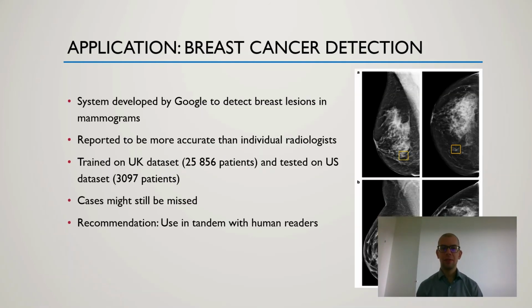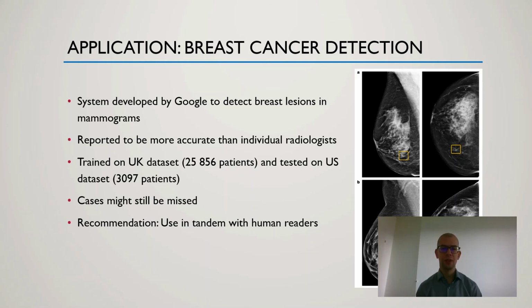Another example that I wanted to show you is actually, this previous example was more a visualization example. This is really an automated diagnosis example. This is a breast cancer detection system developed by Google to detect breast lesions in mammograms, which is what usually radiologists do. And this algorithm was trained on a huge data set, actually on two data sets.